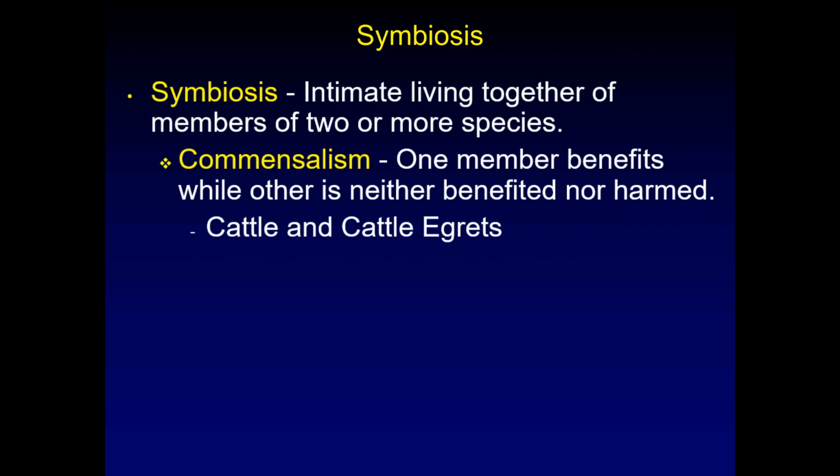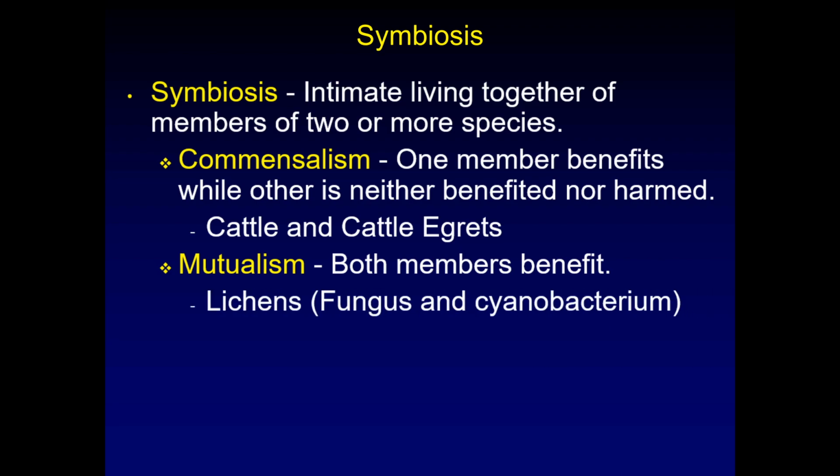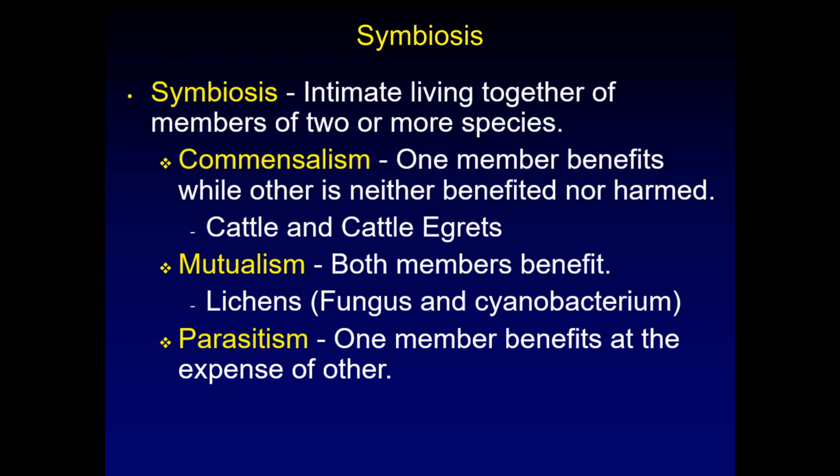So cattle and cattle egrets, same example. Mutualism is when there's a benefit to both species, sort of like the I-scratch-your-back, you-scratch-mine example. Lichens, fungus and cyanobacteria, is an example. There's a ton of examples for mutualism.